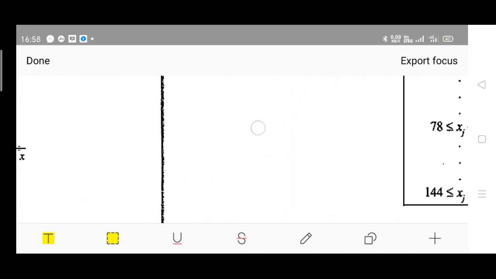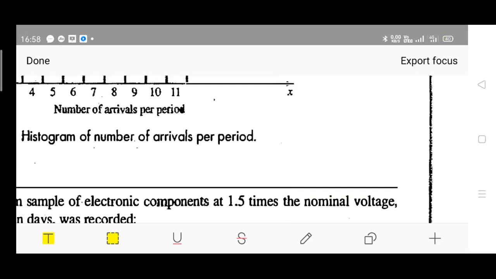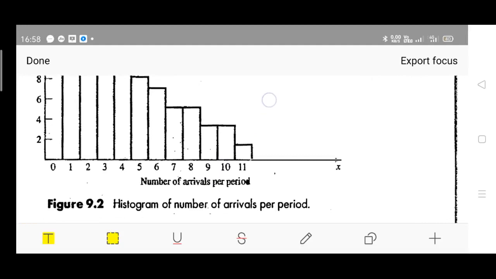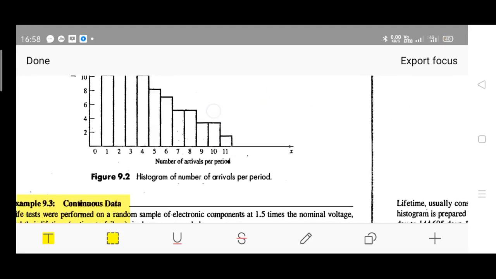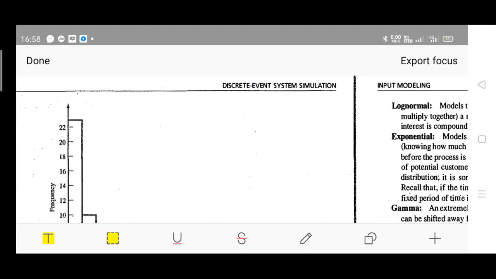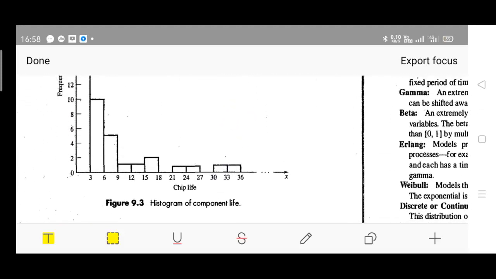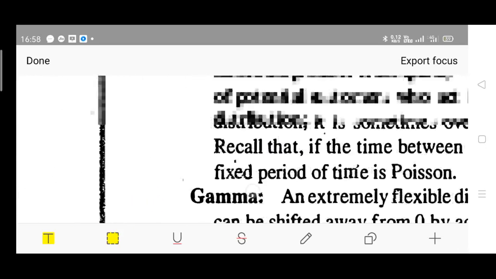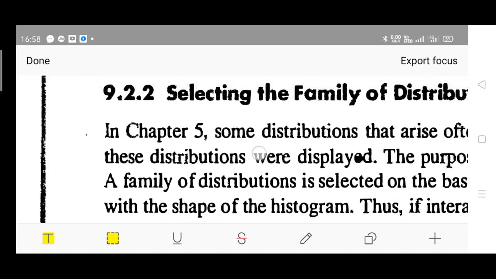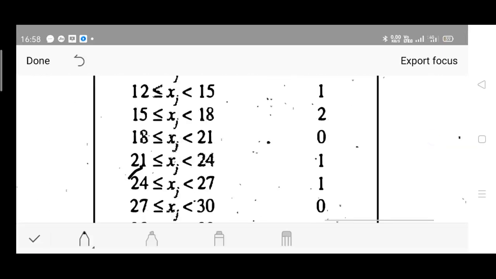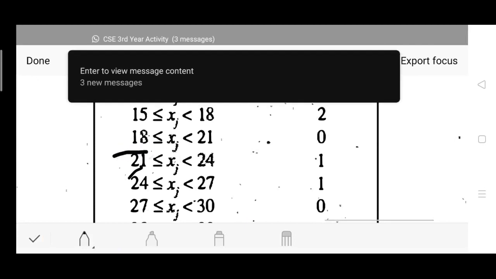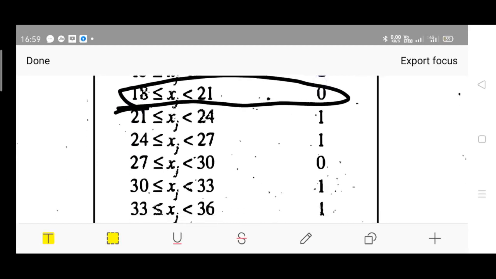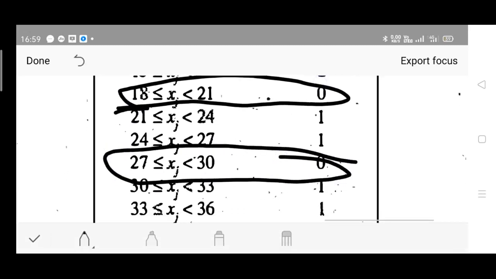Plotting the histogram is very easy, because you are all familiar with the bar chart, pie chart, or whatever, right? Same thing we are considering. So 2 examples are taken. One is the discrete data and this one is the continuous data, as you can see. For 18 to 21, it is observed that the frequency of failure is 0, as you can check in the table. Similarly, one more, 27 to 30, check the range, it is again 0, right?